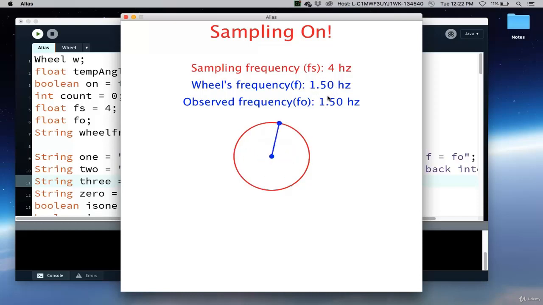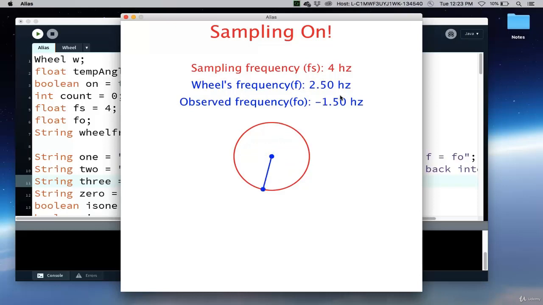Now, as we get higher, I forgot to mention that we're sampling here at 4 hertz. So we're sampling 4 times a second. With sampling 4 times a second, consistently the wheel frequency and our observation are the same. The problem is that as my frequency gets faster, this sampling rate will not be able to adequately spot some of the high frequency components.